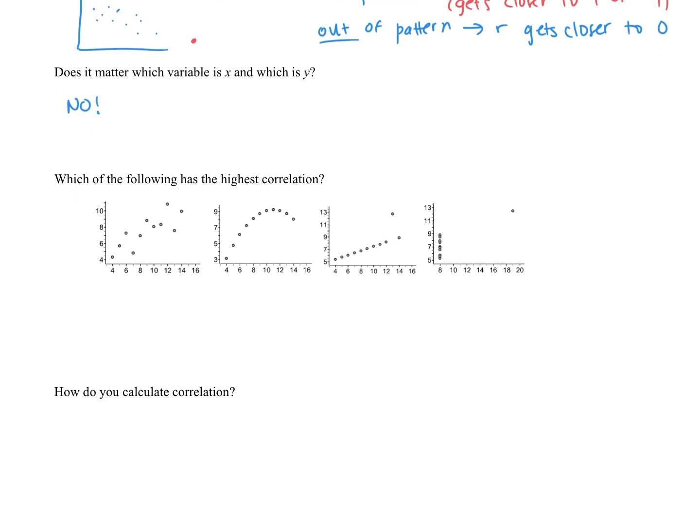Okay, you have 4 different scatter plots here. Notice that most of them have the same values on the x-axis between 4 and 16. The last one, though, goes from 8 to 20. I want to know which one you think has the highest correlation. So talk to the person next to you. Come up with which one do you think has the highest correlation. Okay, let's take a look.